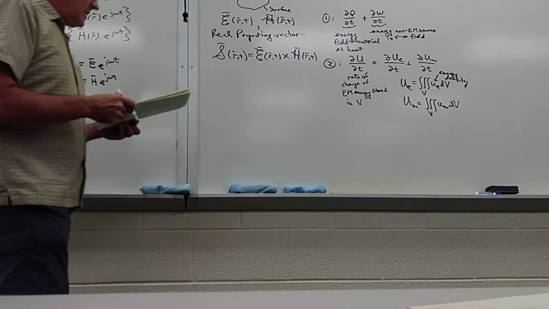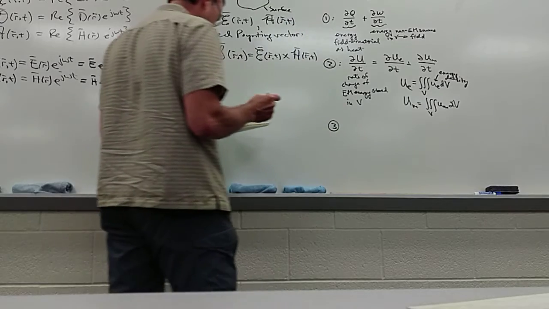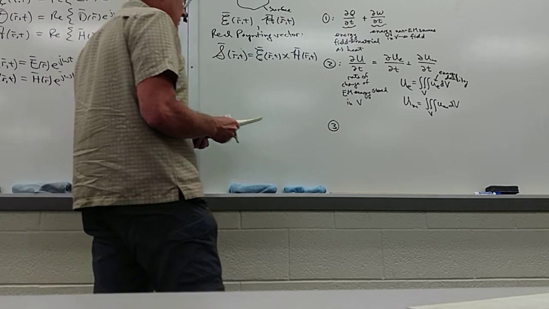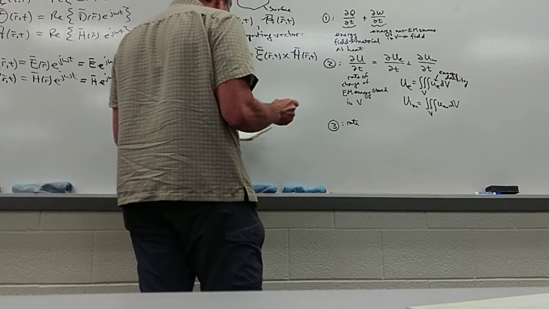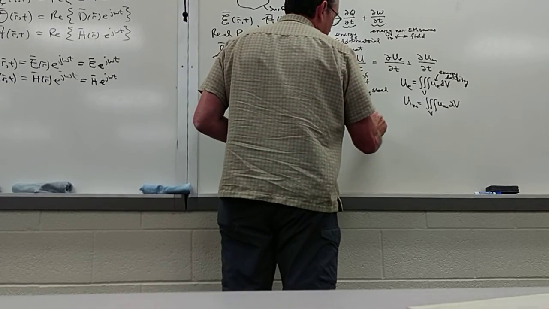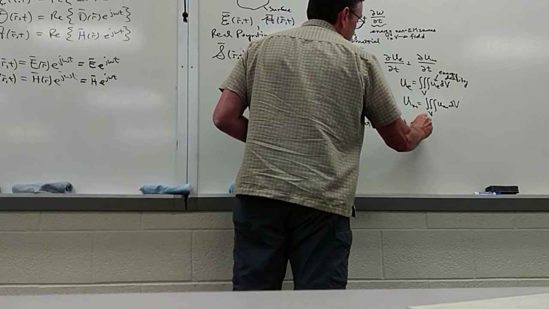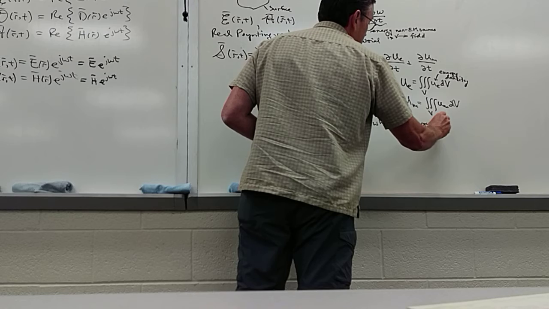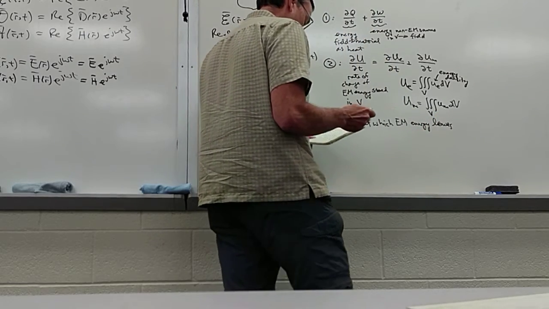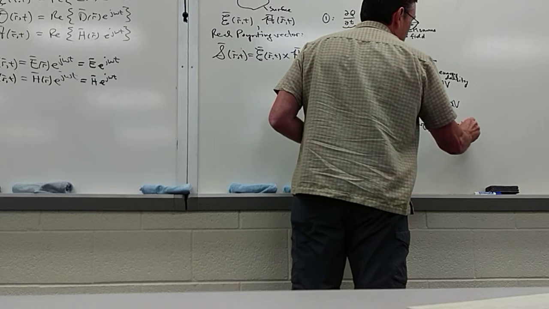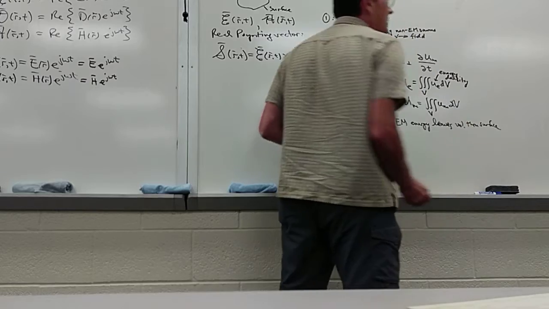Okay, and so that leaves us with the third term. And the third term is just the rate at which electromagnetic energy leaves the volume through the surface of that volume.